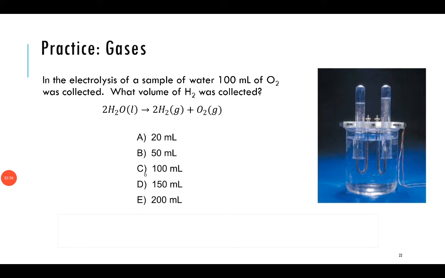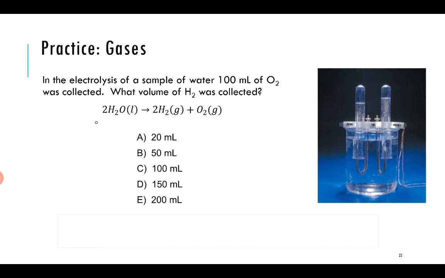Here's a practice problem for you to try to work out on your own. It reads, in the electrolysis of a sample of water, 100 milliliters of O2 was collected. What volume of H2 was collected? Go ahead and pause the video and try to work it out on your own.